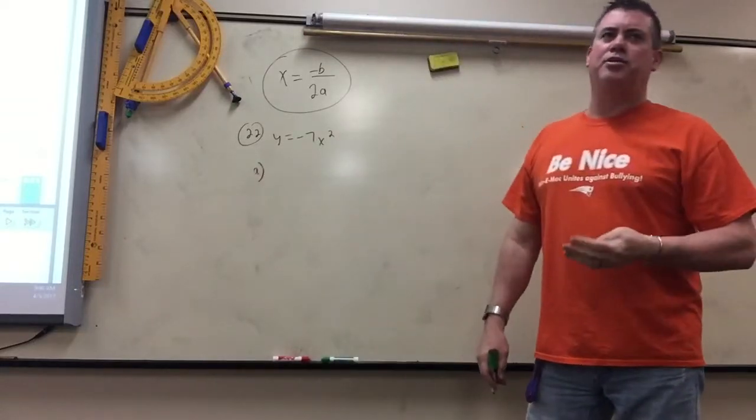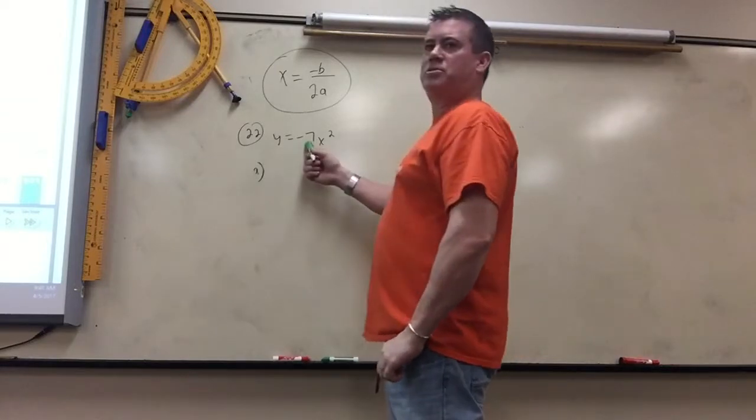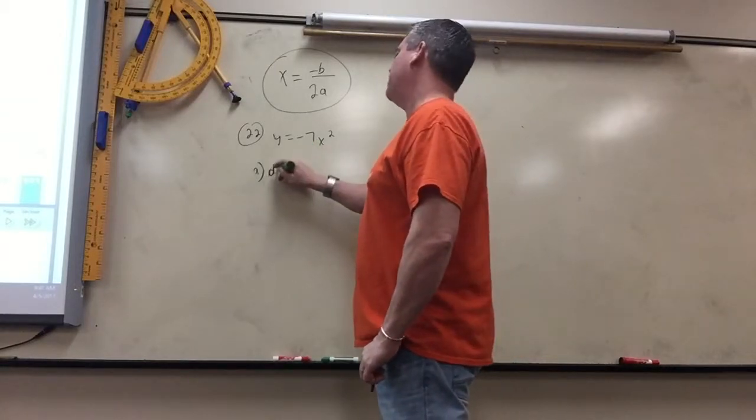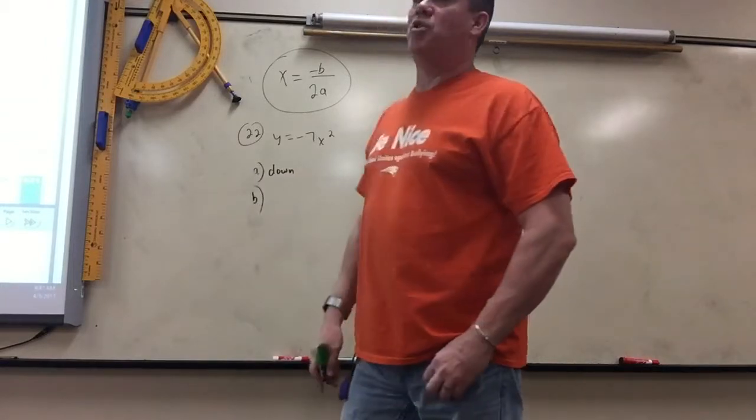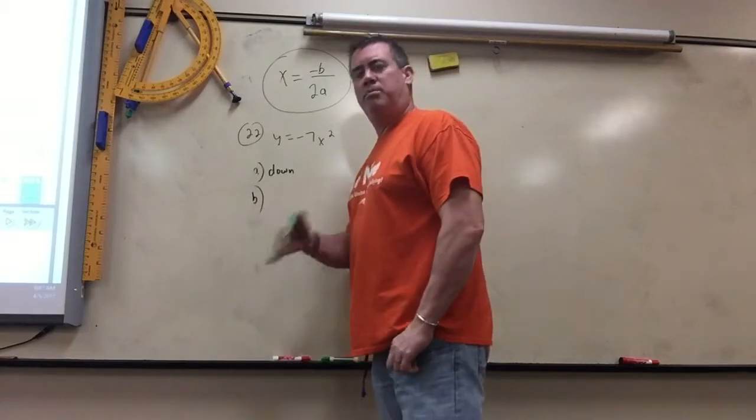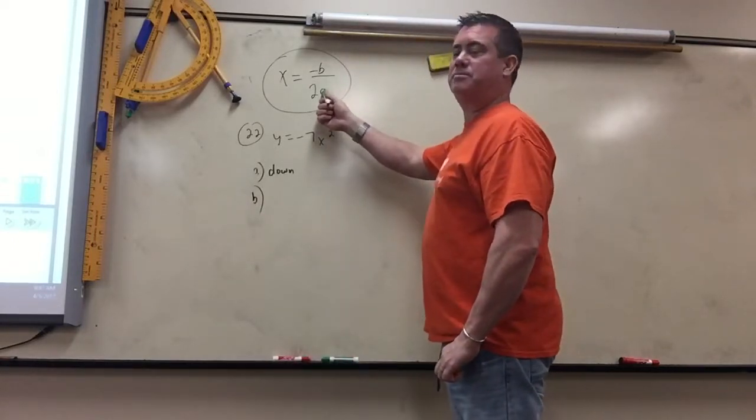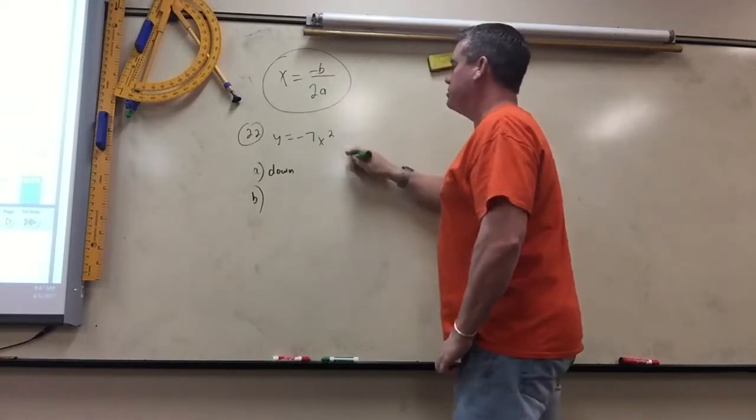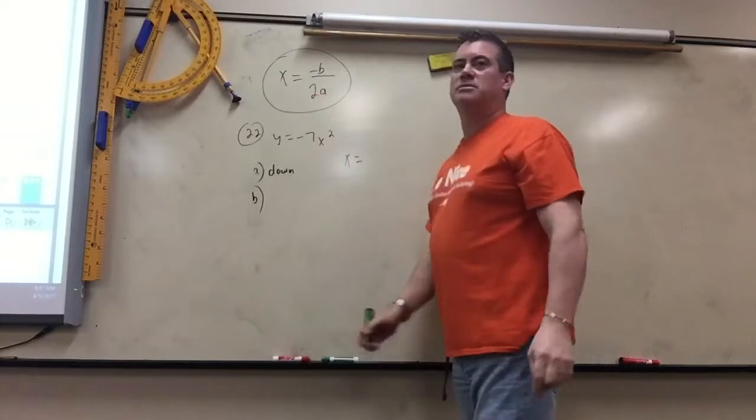So we're telling three things. For A, this opens down because it's negative. B, we want the coordinates of the vertex, and C is the axis of symmetry. Well, they're both the same thing. You've got to figure this out to answer both of them. So you've got to figure out what negative b over 2a is.